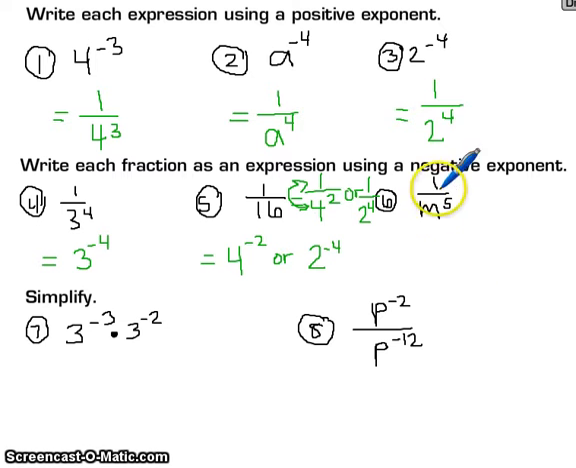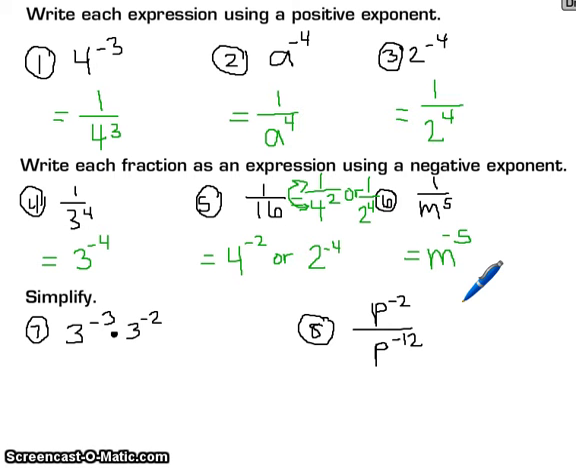And then for number 6, we have a variable in our base. It's the same idea. We're going to write m to the 5th as a numerator, and I'm going to change the exponent to a negative. And I would be done with that problem. So those are all finished. Those are just kind of ways to rewrite exponents, knowing how to go from positives to negative exponents and vice versa.